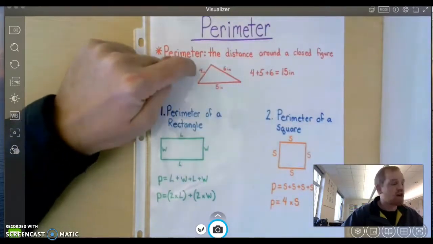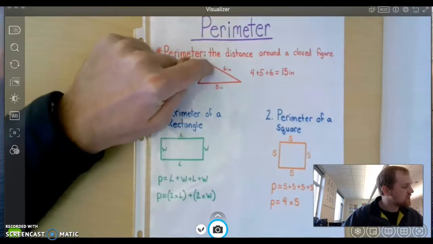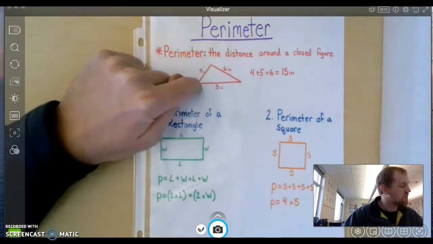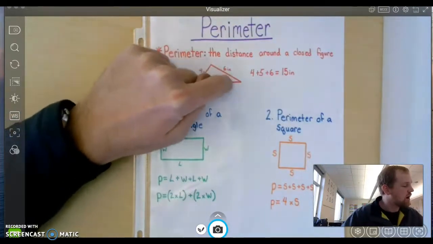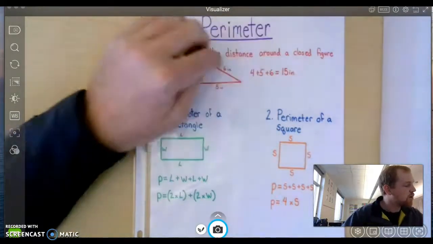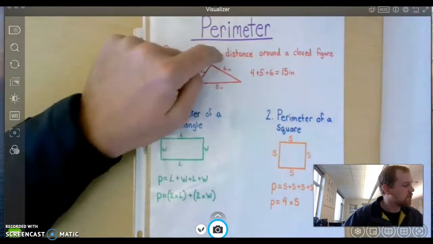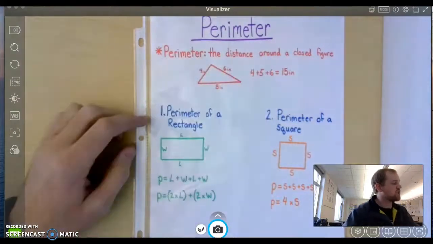So we have our first model where we can add up all of the sides. In this case, our triangle is 4 inches on this side, 6 inches on this side, and 5 inches on this side. If we walked all the way around them and added them all up, we'll get our total distance around the closed figure, which would be 15 inches.